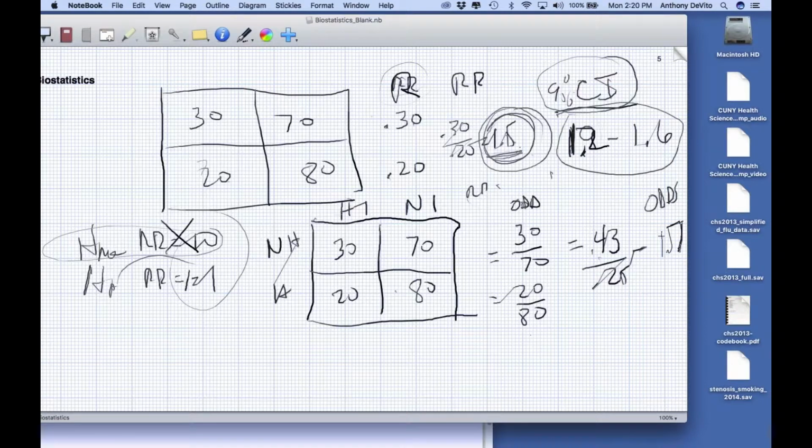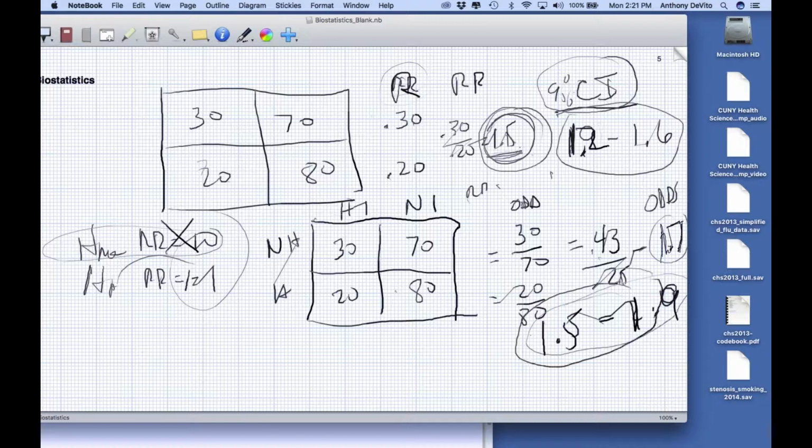Again, SPSS will calculate a confidence interval for that 1.7. If the confidence interval comes out to be 0.5 to 2.0, well, our expected value for the odds ratio, if there's no association, is 1. So 1 is within our confidence interval. It could be 1. But if our confidence interval for 1.7 turns out to be 1.5 to 1.9, then 1 is outside of our confidence interval, so we reject our null hypothesis.